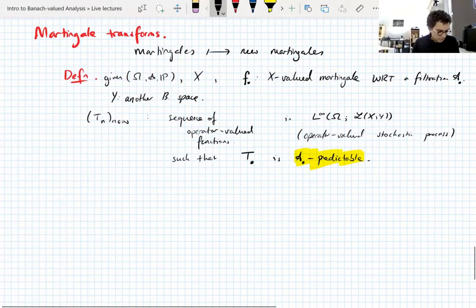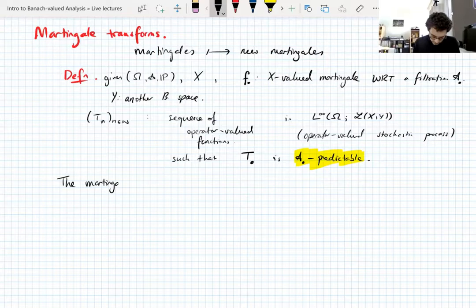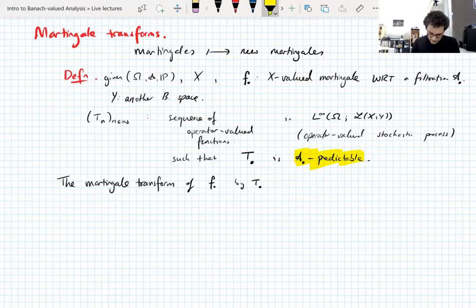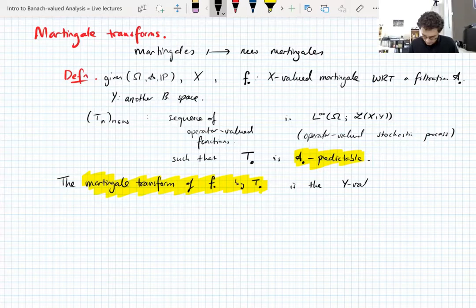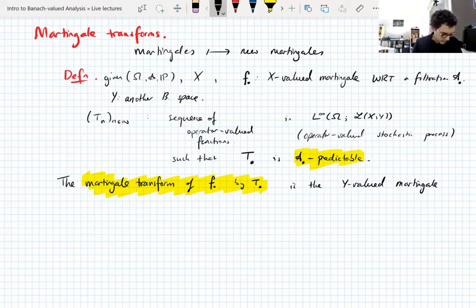The martingale transform of F by T. I don't think this is the standard wording, but I don't know what the standard wording is. Let's say the martingale transform of F by T is the Y-valued martingale. We're going to call it T.F because I think that is somewhat standard. Anybody have issues with this notation? This is all good. So it's a martingale called T.F.